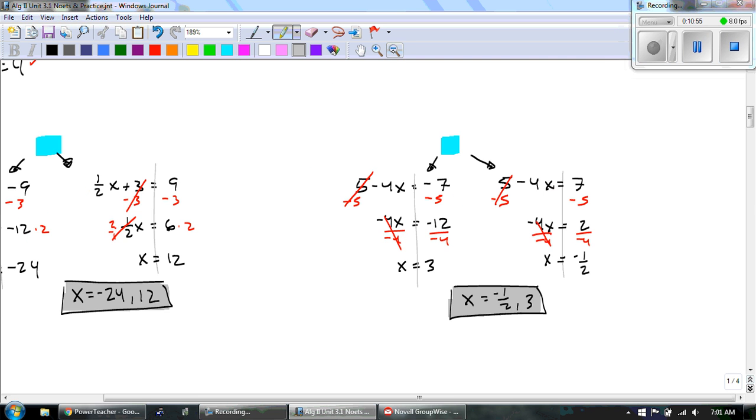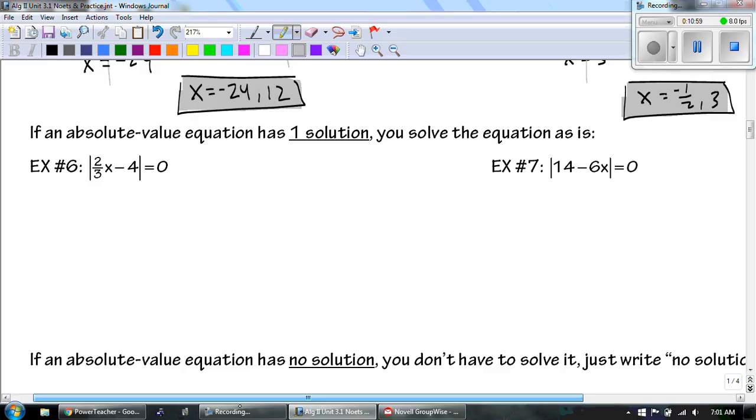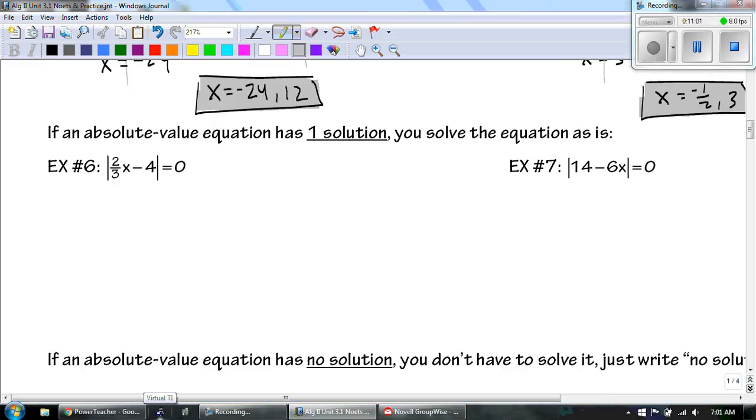Okay, let's go ahead and look at the next problem. So if an absolute value has one solution, you solve the equation as it is. So how do I know that it's one solution? Well, what does it equal? If it equals 0, I know that it's only going to have one solution. So let's solve. Add 4 to both sides.